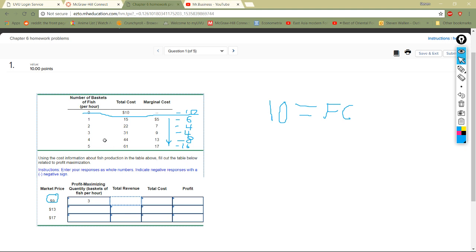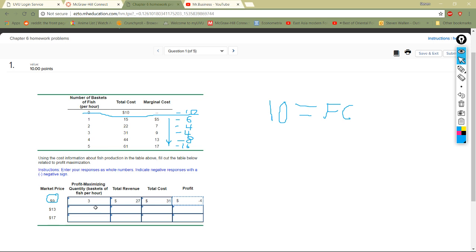Total revenue on 3. 3 times 9 is what? 27. Okay. Total cost is 31. And what do we end up with? Minus $4. So we minimized our losses on that.